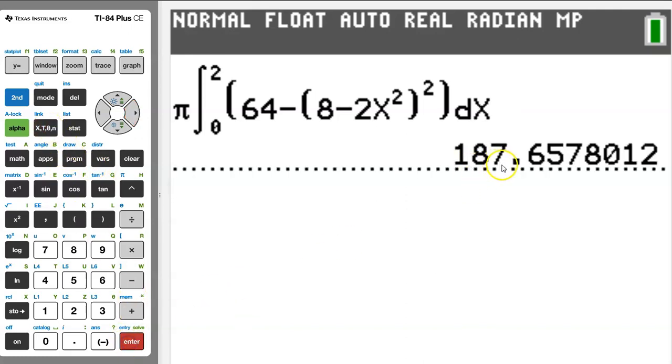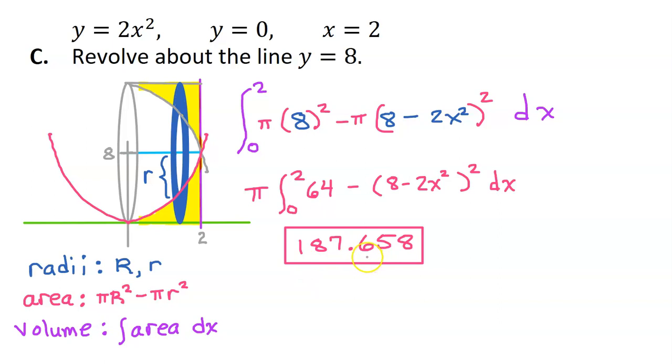So 187.658 if you round. So that's it. This is the volume of the solid of revolution. But I do want to go ahead and show you how to evaluate this without a calculator, just in case you run into a situation where you're not allowed to use the calculator.